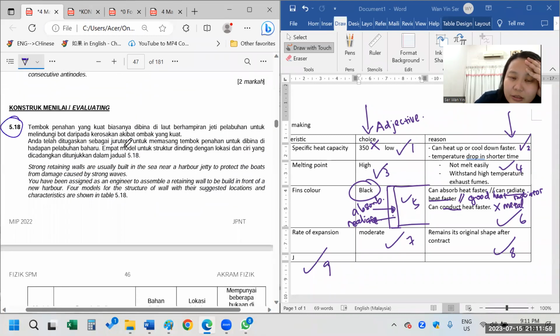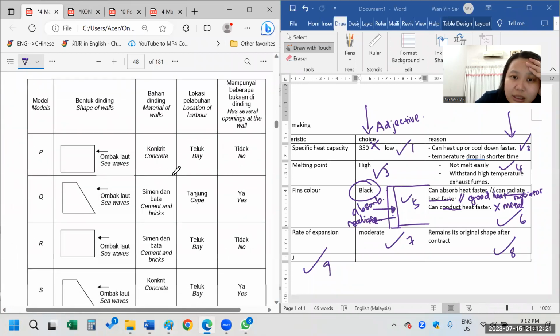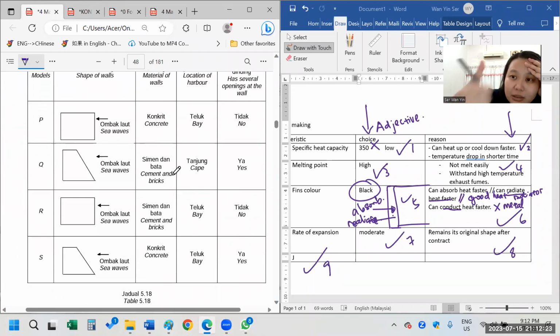Evaluating, page 45. Strong retaining walls are usually built in the sea near to the harbor jetty to protect boats from damage caused by strong waves. An engineer has been assigned to build a retaining wall in front of the new harbor. Four models of the structure. Okay, so now which one is the best?